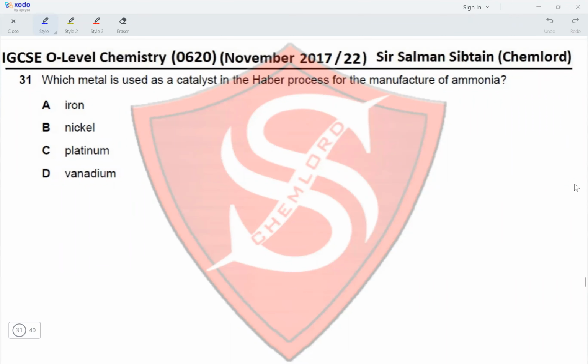Hi guys, this is IGCSE O-Level Chemistry, paper 22, November 2017, question 31. Which metal is used as a catalyst in the Haber process for the manufacture of ammonia? So the catalyst used in the Haber process is iron or iron trioxide. So the options are iron, yes, nickel, no, platinum, no, vanadium, no. So this makes option A the correct option for this question.